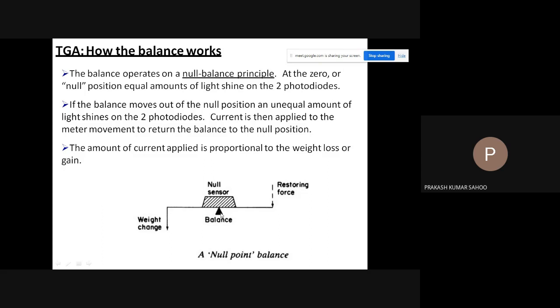So when the null balance or null point is zero, that means it is in balance. When the compound is placed here, if the balance moves out of the null position, an unequal amount of light shines on the second photodiode. Current is then applied to the meter movement to return the balance to the null position. The amount of current applied is proportional to the weight loss of the sample.